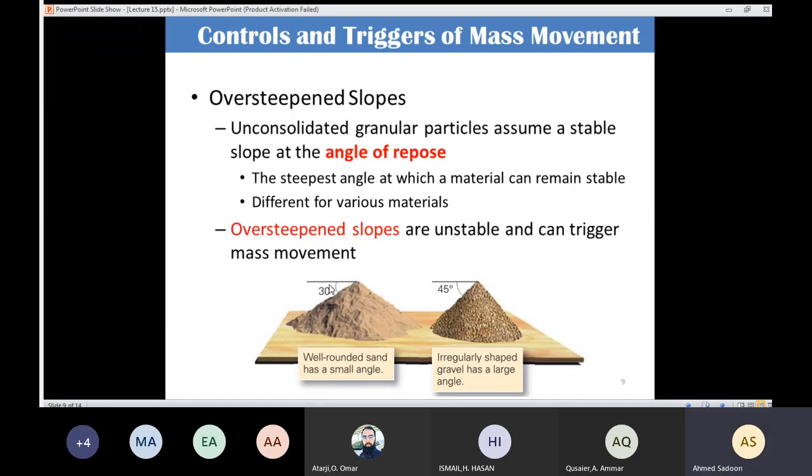If I increase that angle here, this material will not be stable. Of course, if you decrease the angle, the material is going to be stable. And the steepest angle at which a material can remain stable is the angle of repose.